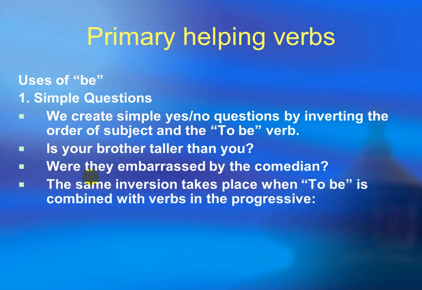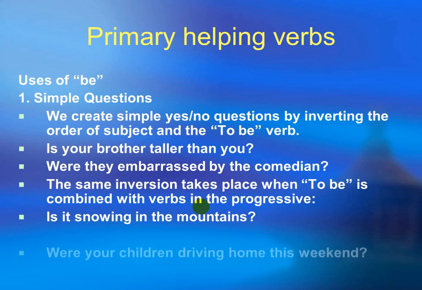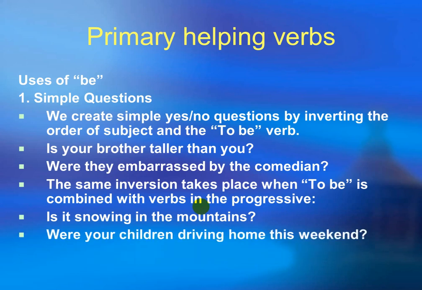The same inversion، نفس الطريقة، بيحدث when to be is combined with verbs in the progressive. نشوف كيف. "Is it snowing in the mountains?" برضو هنا استخدمنا عملية الانفرشن لما استخدمنا زمن progressive، يعني past progressive أو present progressive. "Were your children driving home this weekend?" نفس الأمر، استخدمنا were وبعد كده الفاعل وبعدين الverb ing.